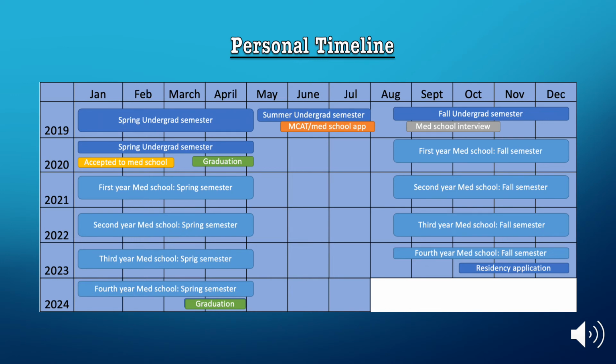So during that last year of med school, you apply for residency. And it's very similar to applying to med school. And in the spring of 2024, I will graduate of med school and hopefully get accepted into a residency, possibly PM&R.